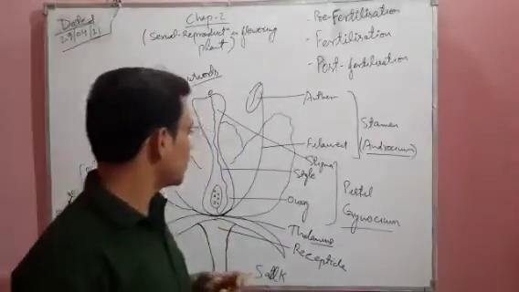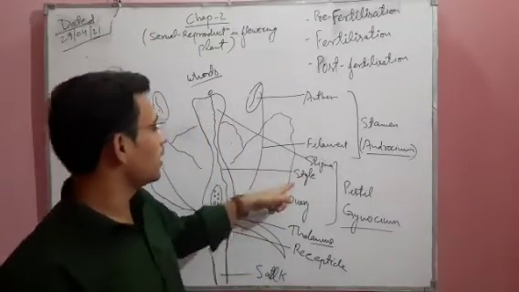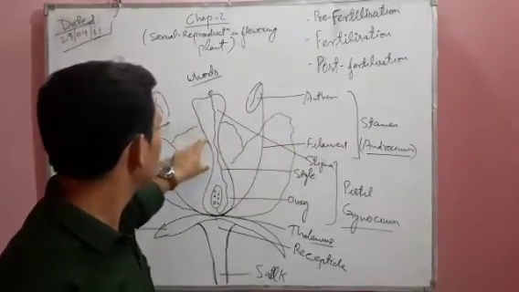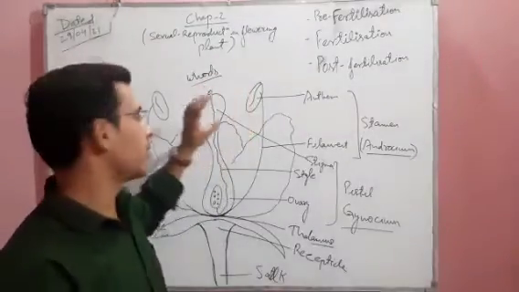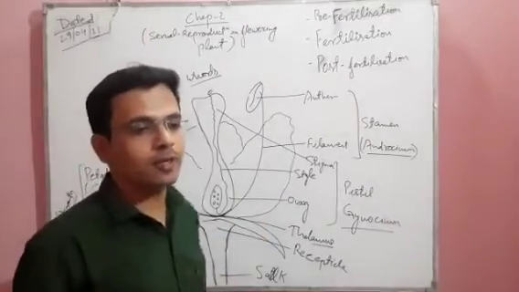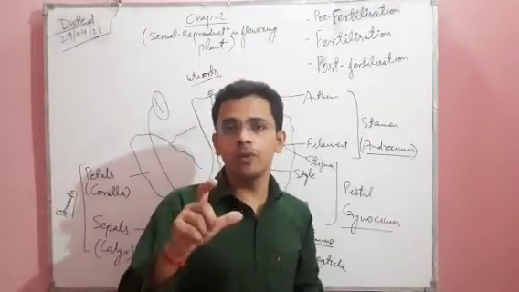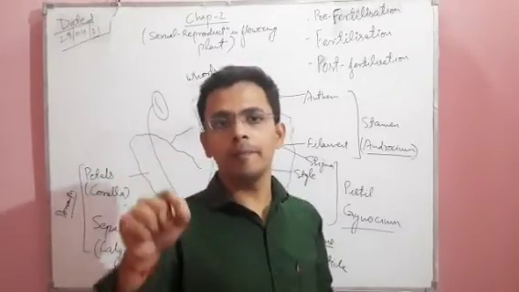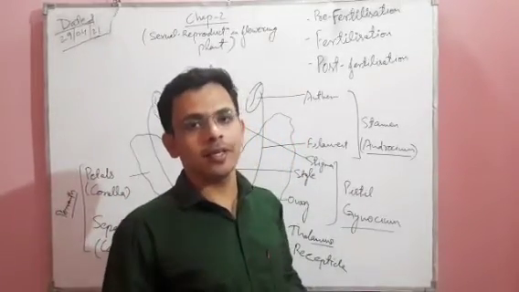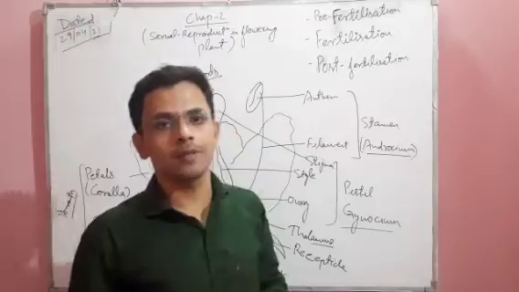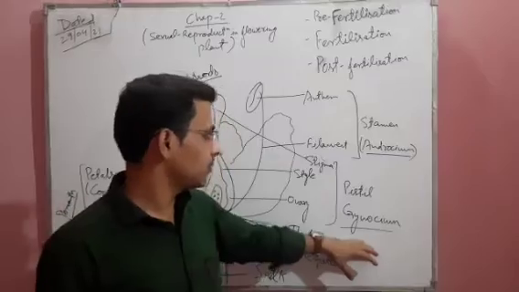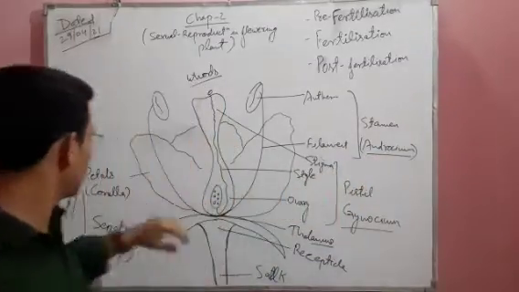What is the role of style? The role of style is the same as the role of filament: it provides a stand for the stigma. And what is the role of ovary? As we know, the ovary contains ovules. In the ovule the female gametes are present, called egg cell or polar nuclei. We will study this in detail as the chapters proceed. So what is the role of gynoecium? It is done. What is the role of androecium? It is done.